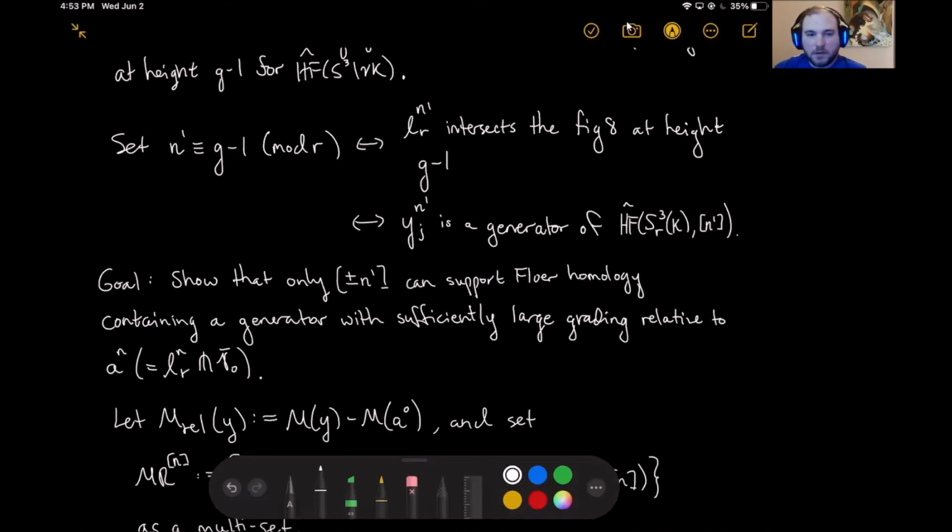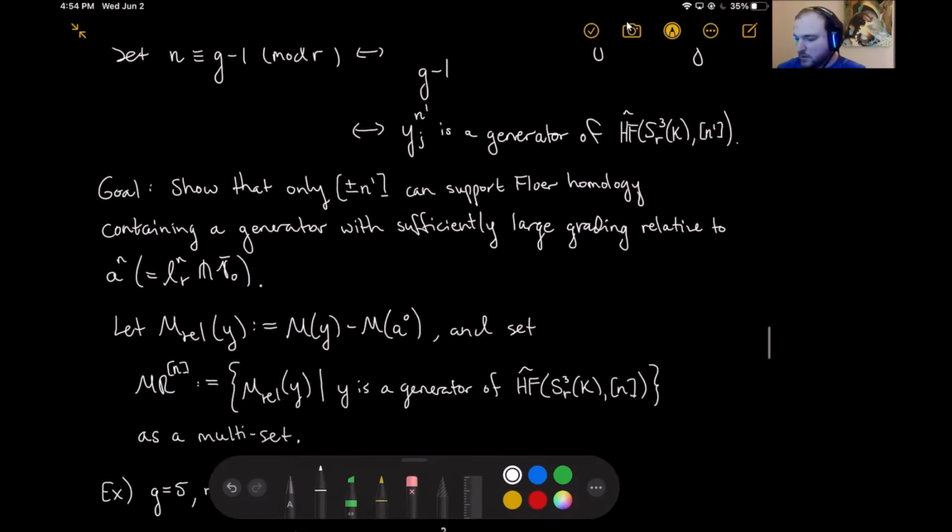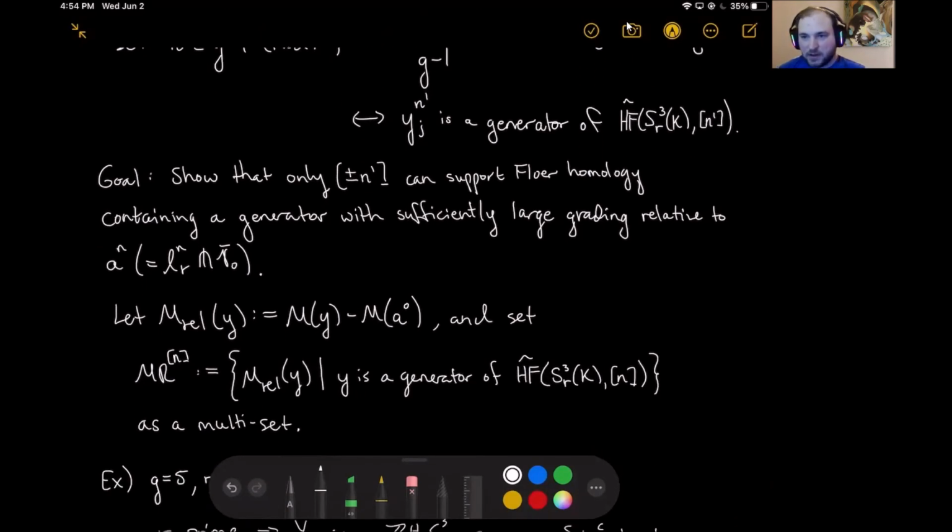So let's set n prime to be the spin C structure that we know the lift of the solid torus curve that's filling through will cross through this figure eight at this maximal height. We'll call one of the generators there y n prime, and we'll call the spin C structure that we're focusing on n prime. And our goal is to show that only two spin C structures could have this maximally graded element to support such a wide difference in gradings.